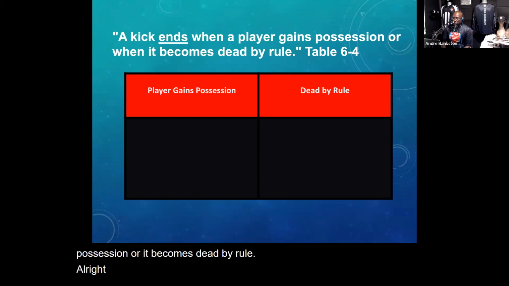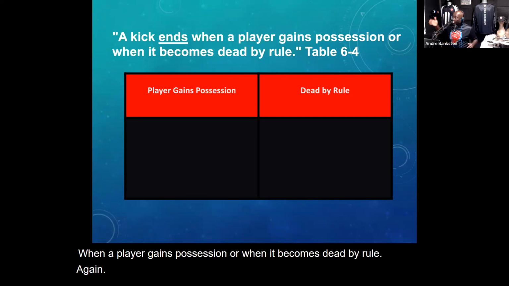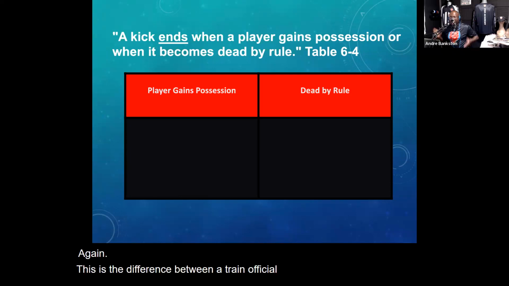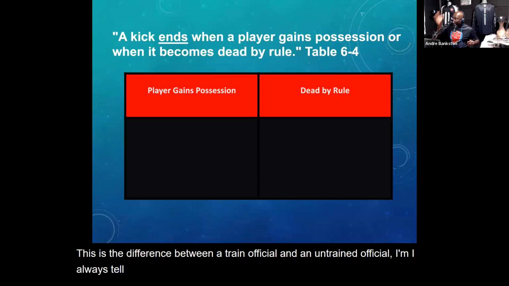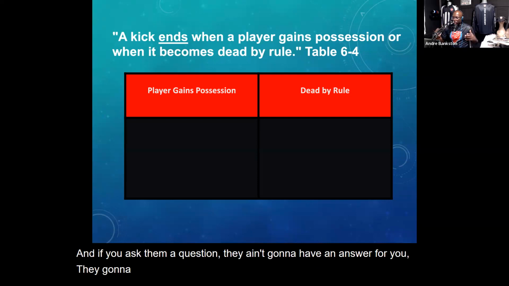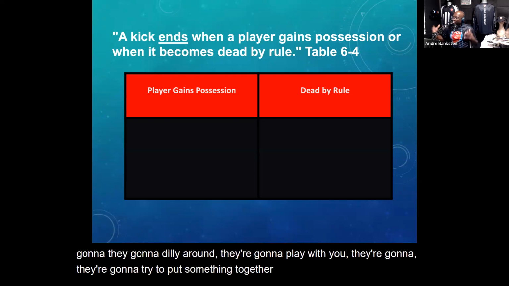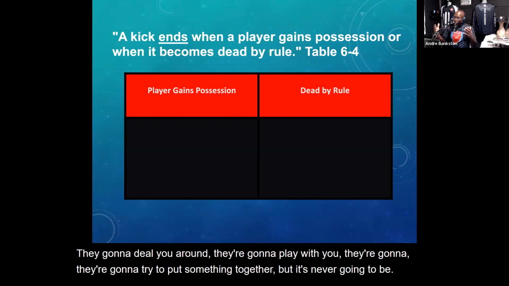Very important. When does a kick end? When a player gains possession or when it becomes dead by rule. Again, this is a difference between a trained official and an untrained official. I always tell you that because you've got a lot of officials out there who have never been trained. And if you ask them a question, they're not going to have an answer for you. They're going to dilly around, they're going to play with you, they're going to try to put something together, but it's never going to be what they need to say.